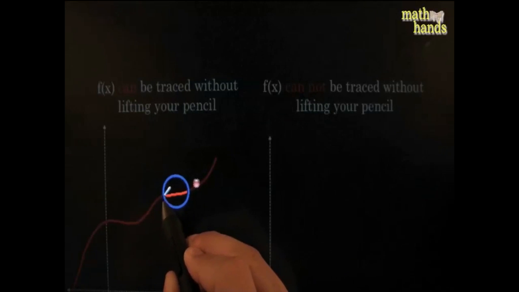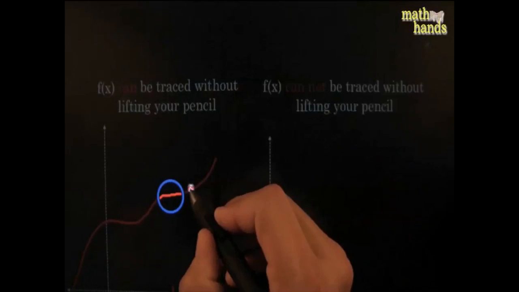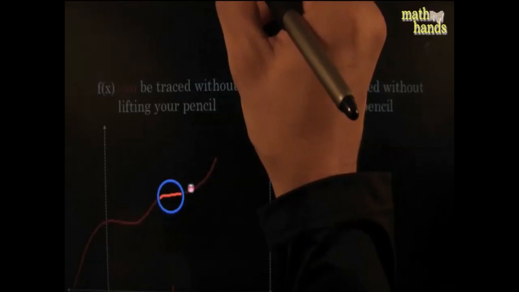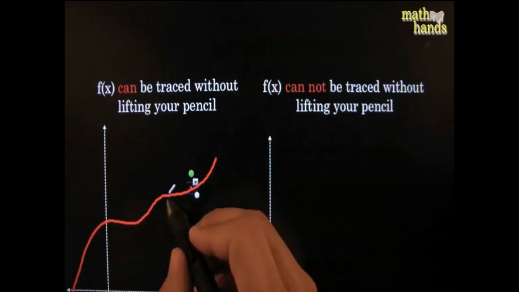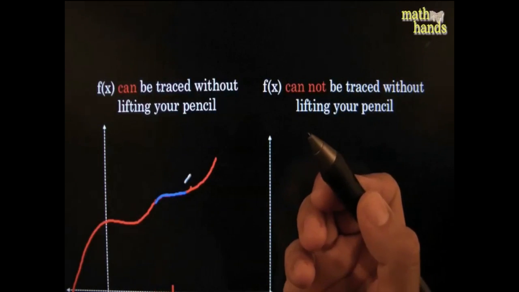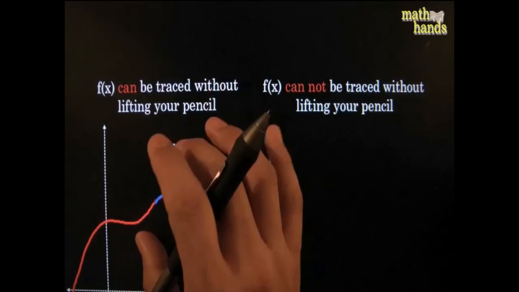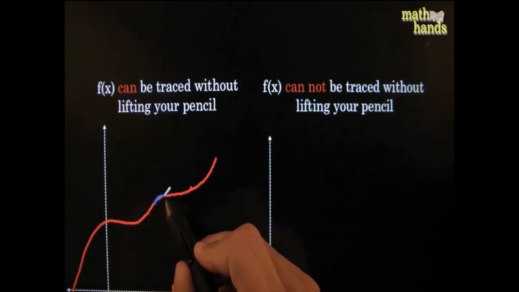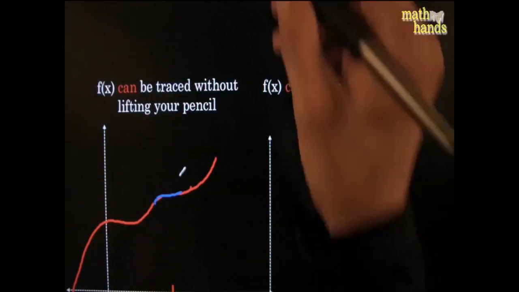As you try to trace it around there without lifting your pencil, I did it without lifting my pencil. So that's a nice property to have. So when the function is continuous, you must be able to trace it without lifting your pencil, at least around that tiny little neighborhood. Compare that with the following graph.